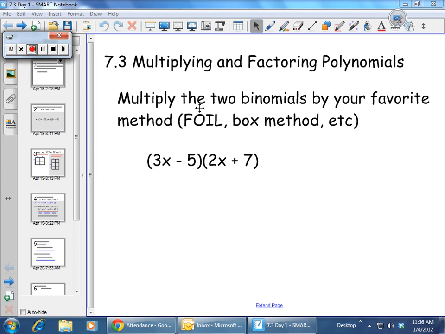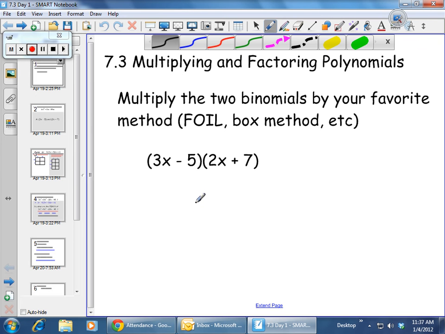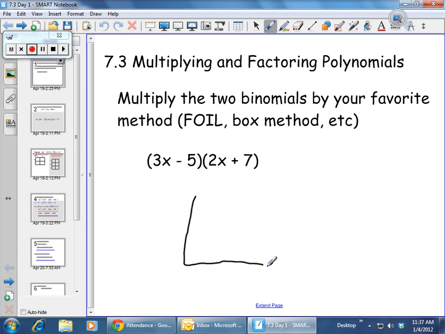So the first thing says multiply these two binomials by whichever method you choose. So you could FOIL, use the box method, whatever. I will use the box method, and you can choose whichever method you like. Okay, so we'll write 3x minus 5 and 2x plus 7 on this side.